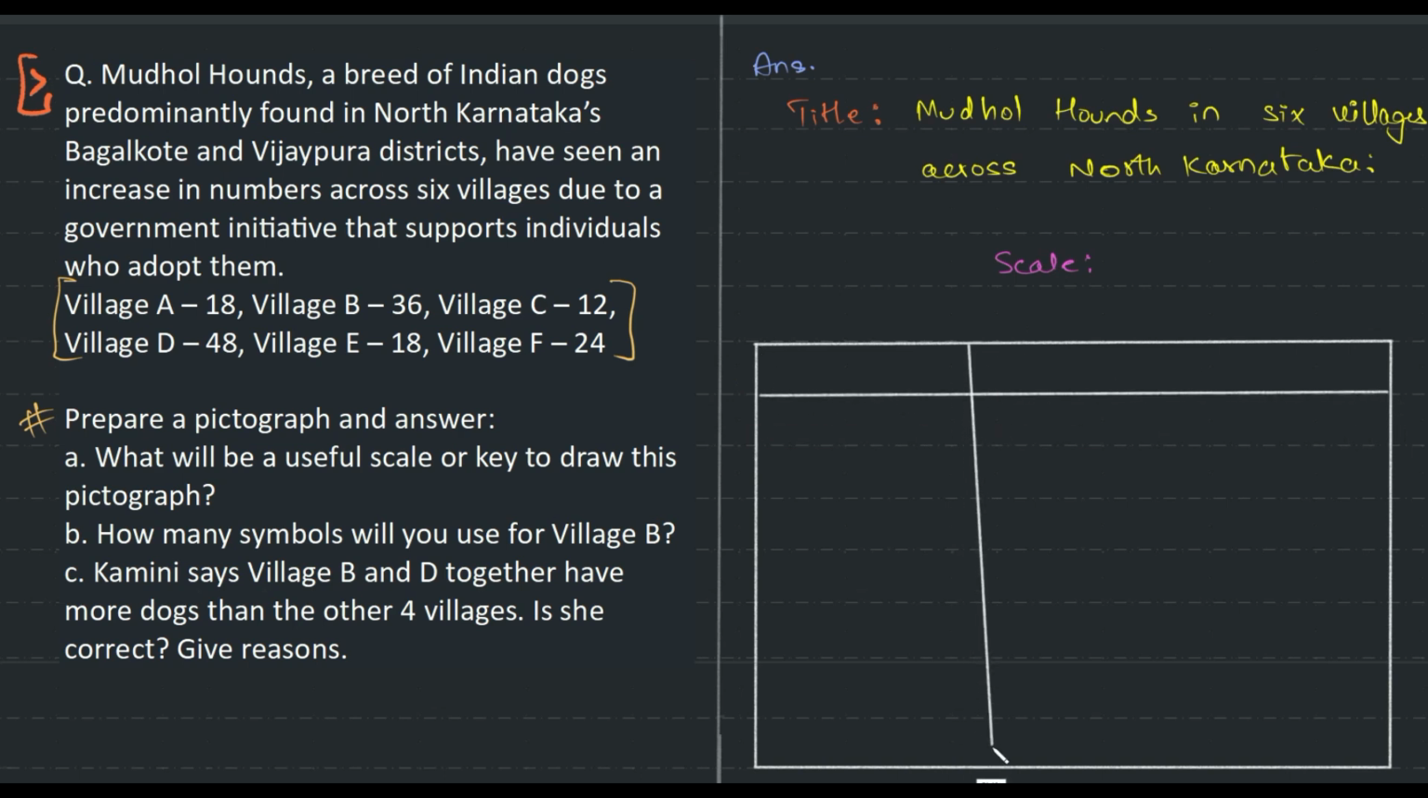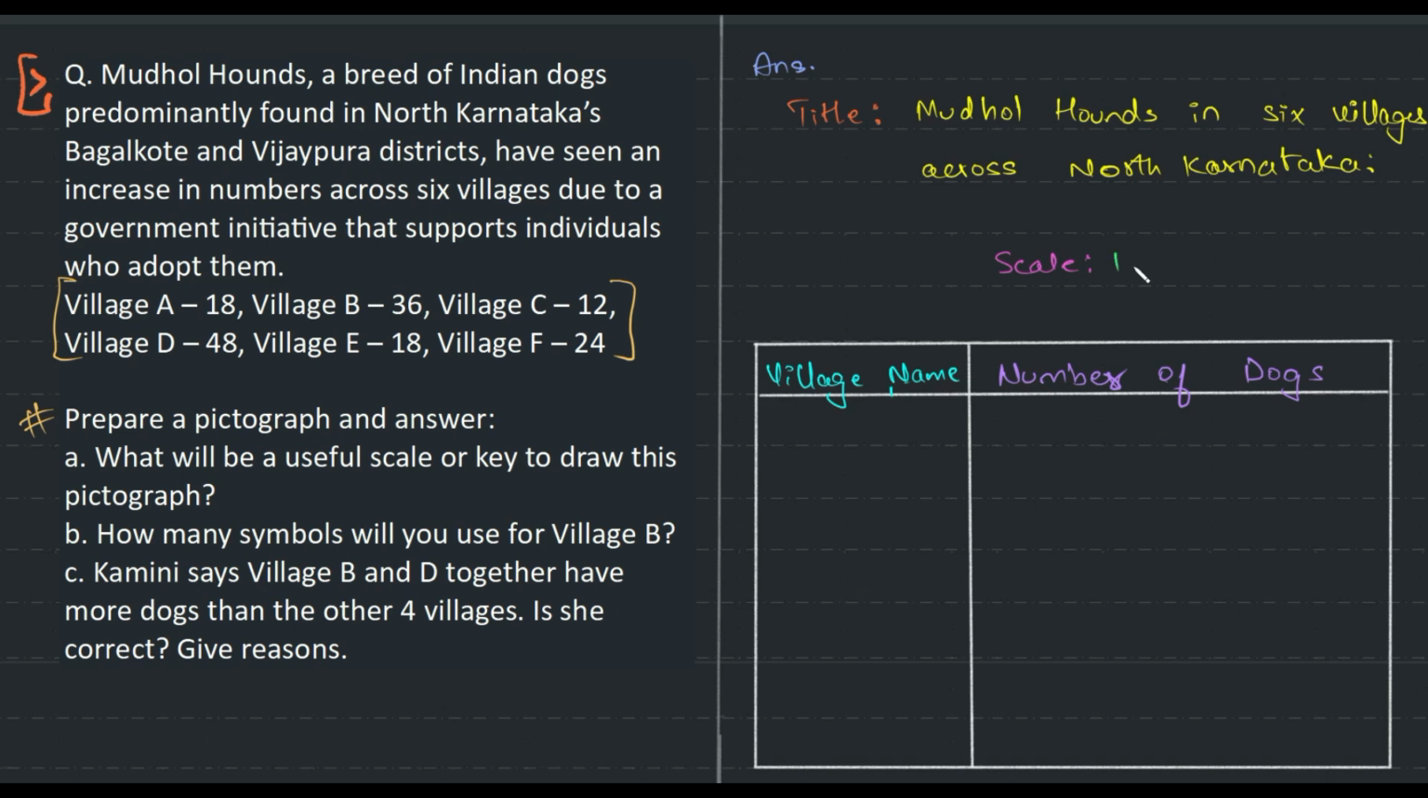There would be the space for the village name. Village name. Should have made a bit more. Village name. And here we have the number of dogs. I think that's good enough. Okay. So now the main thing over here is the scale.